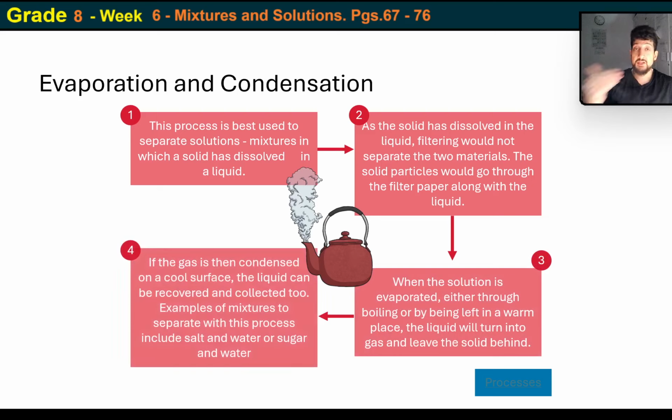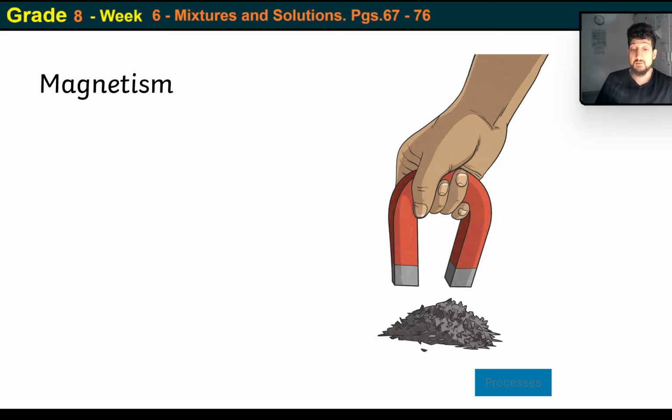So that's called evaporation and condensation. Heat turns the water from liquid into gas, and then cooling the water turns it back to liquid. Okay? Heating the water makes it go from liquid to gas. Cooling the water makes it go from gas to liquid. Okay?